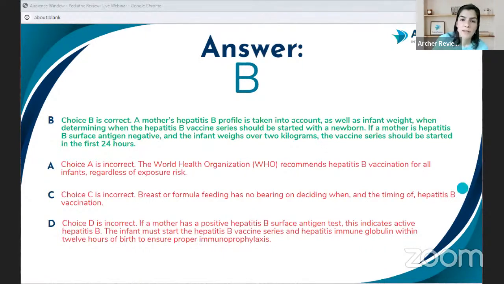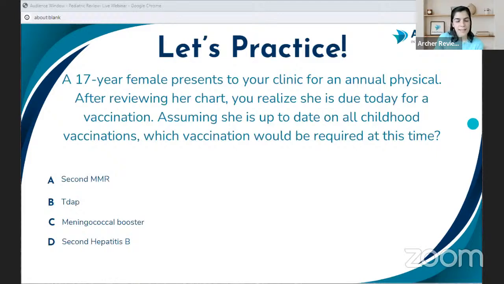And then also the reason why choice A is not correct is because the WHO recommends hepatitis B vaccines for all infants, regardless of exposure risk or not. So that's not the right answer. And then C, it doesn't matter if they're going to be formula or breastfed. Again, everyone's getting the Hep B vaccine. So good job. All right, another practice question.